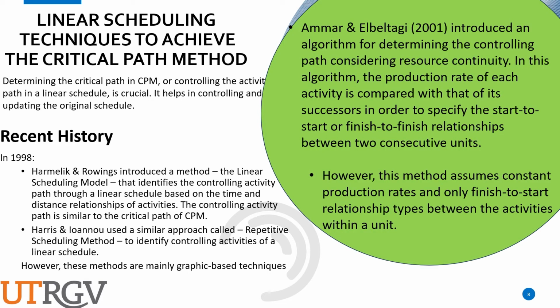Amar and Elbertagi in 2001 introduced an algorithm for determining the critical path considering resource continuity. In this one, the production rate of each activity is compared with that of its successors in order to specify the start-to-start and finish-to-finish relationships between two consecutive units. However, this one assumes constant production rates and it can only consider the finish-to-start and start-to-finish relationship ties between the activities.